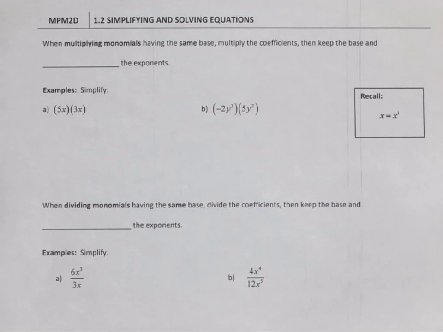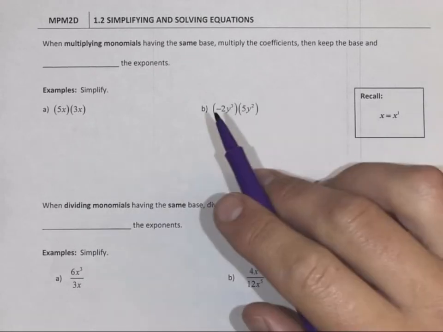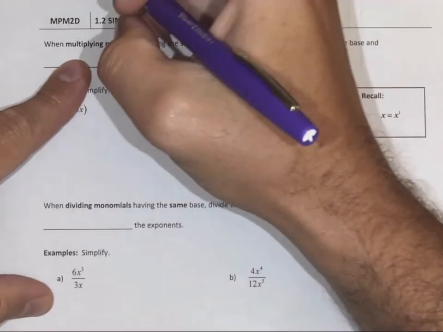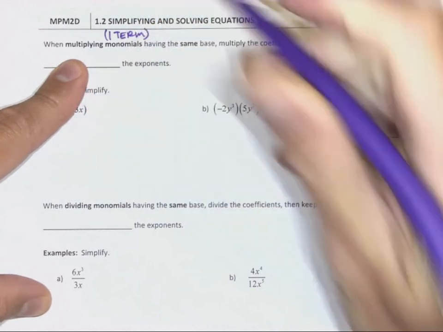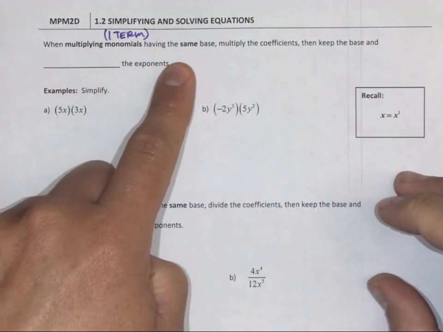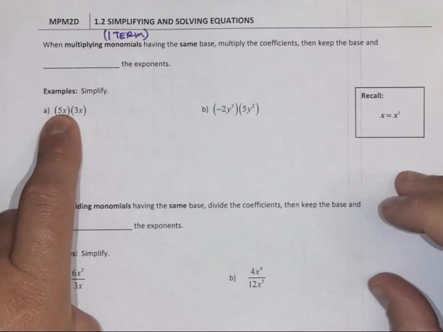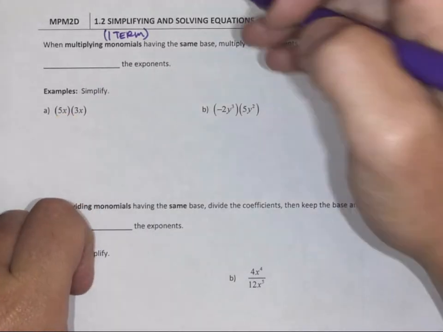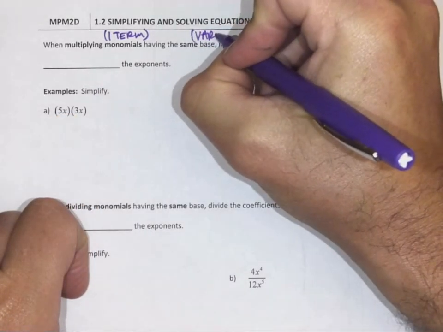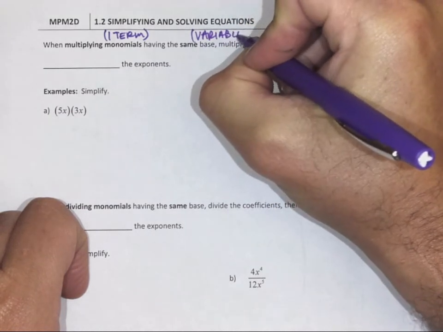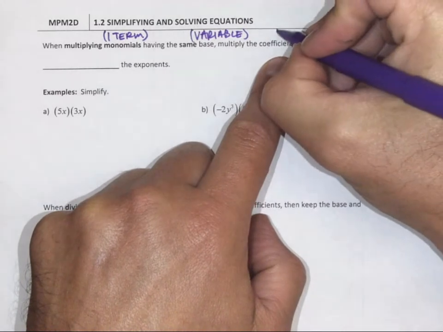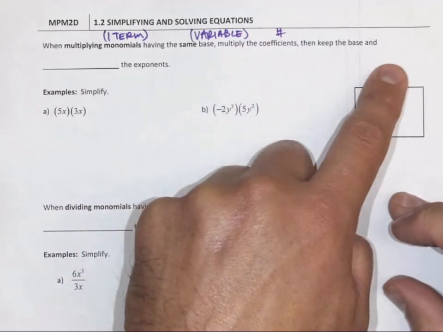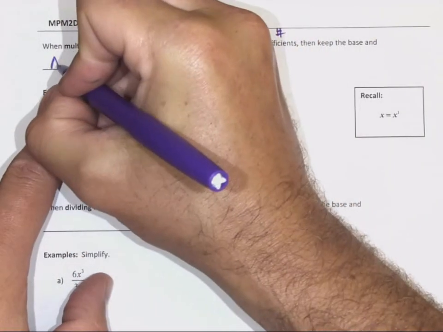Okay, get our brain thinking back all the way from grade 9 again. When multiplying monomials, remember mono, one term, they have the same base. So the same exponent, same base, that's the same variable. We're going to multiply the coefficients, so those are the numbers in front, keep the base, and we're going to add the exponents.